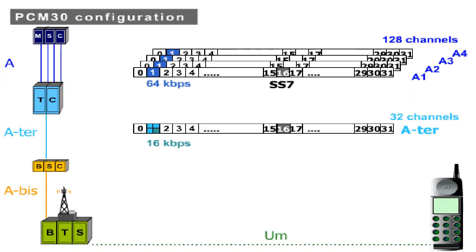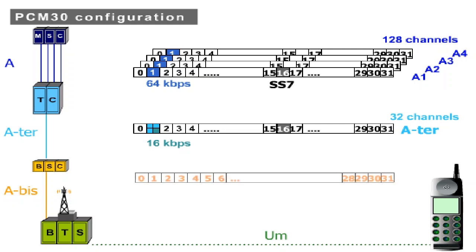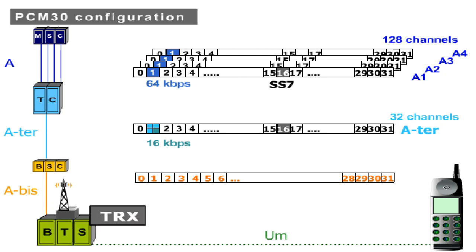The frame structure consisting of 32 channels is also found at the A-bis interface. Channel 0 is used for synchronization. The remaining 31 channels transmit warning information for operation and maintenance of the BTS, known as O&M alarms, as well as signaling and voice data. Finally, the information from A-bis is transmitted to the air interface UM via the TRXs, the radio transceivers of the BTS.